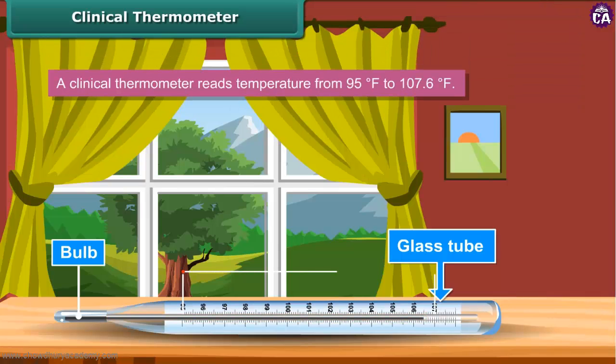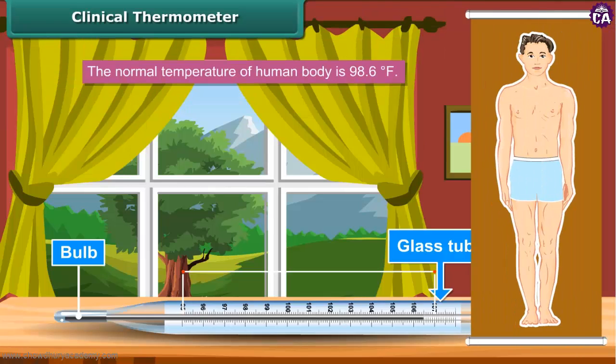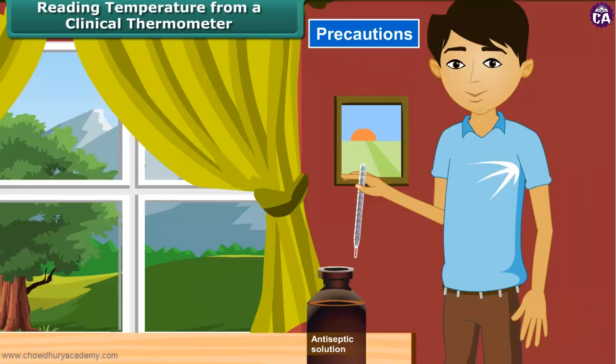A clinical thermometer reads temperature from 95 degrees Fahrenheit to 107.6 degrees Fahrenheit. The normal temperature of the human body is 98.6 degrees Fahrenheit. The clinical thermometer is also known as a doctor's thermometer. Precautions to be observed while reading a clinical thermometer are as follows.